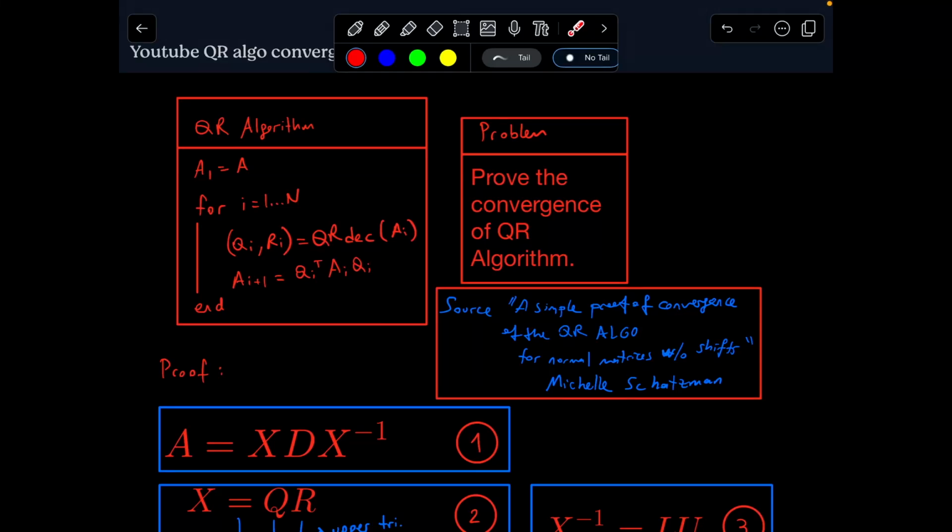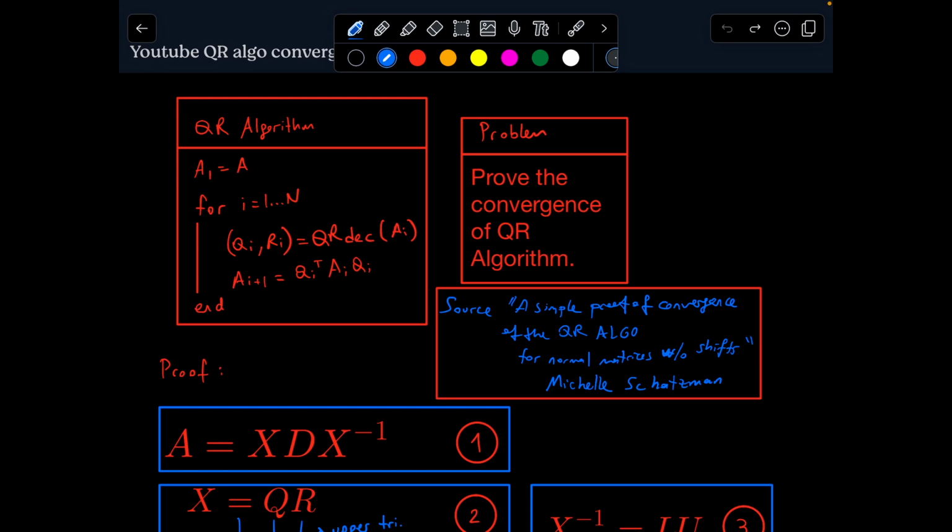Today we're going to talk about the QR algorithm, and this is the algorithm that we will use to compute eigenvalues of a given matrix. Here in this part the algorithm is being described. A is the matrix that you would like to find its eigenvalues, and first we assign it to A1 because it would make the notation easier to understand.